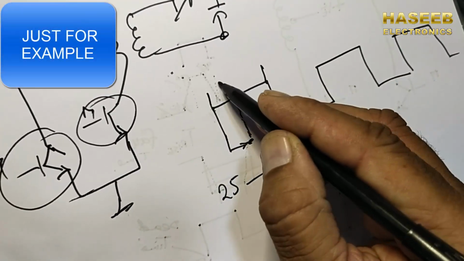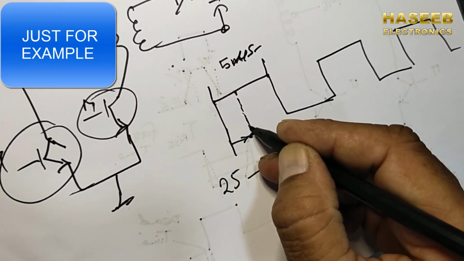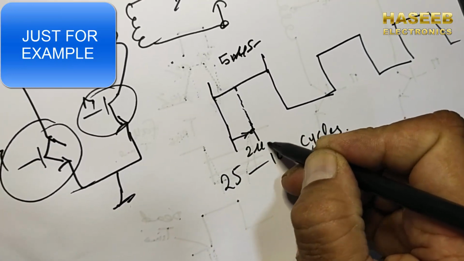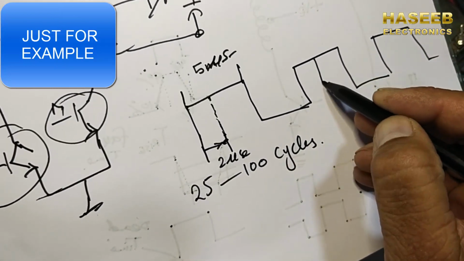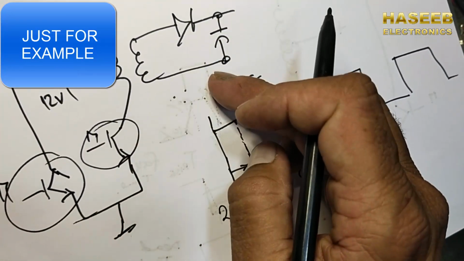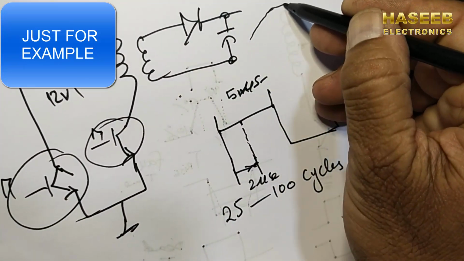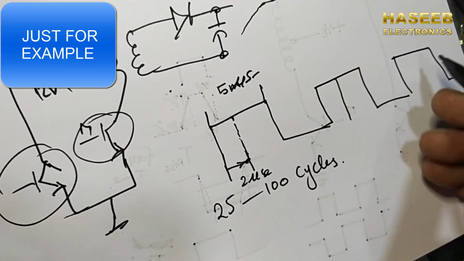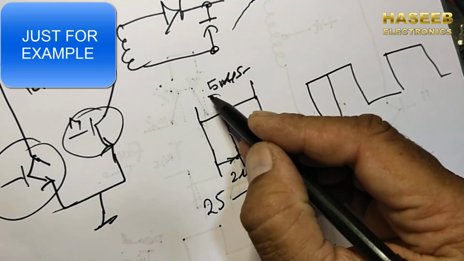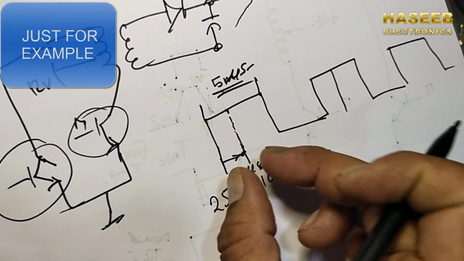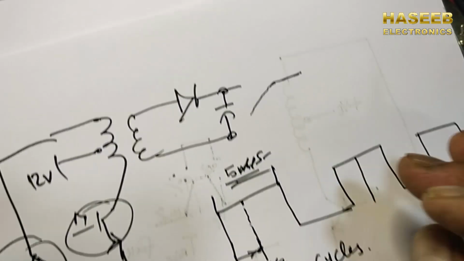If our duty cycle is 5 microseconds, this duty cycle will be limited to 2 microseconds for 25 to 100 cycles, so that it will switch slowly and this capacitor will maintain charge like this. When it takes full charge, full voltage, then the duty cycle will be maintained at full rate, for example 5 microseconds. So this function in initial startup is called the soft start circuit.